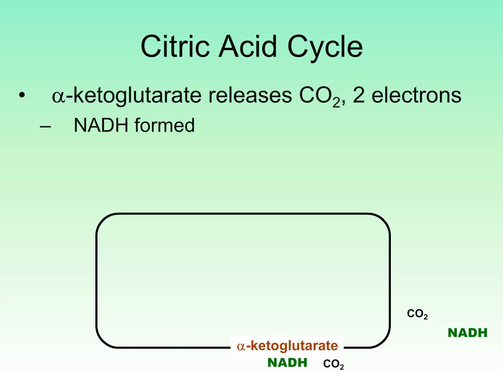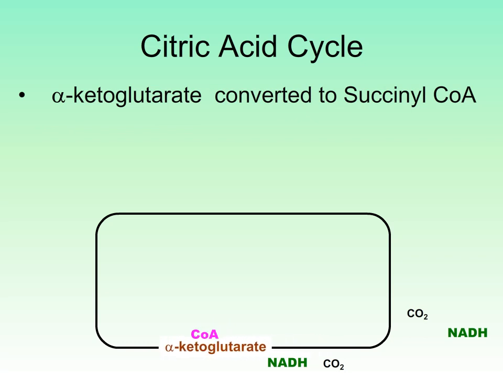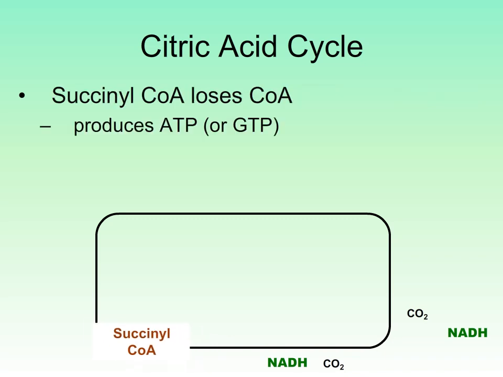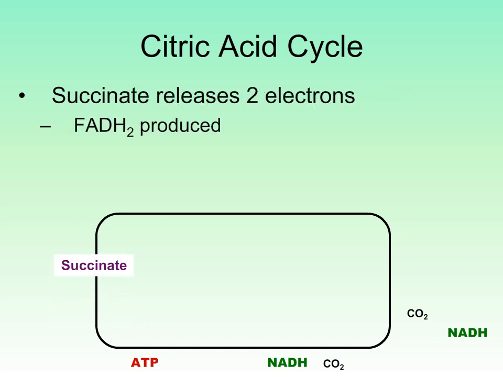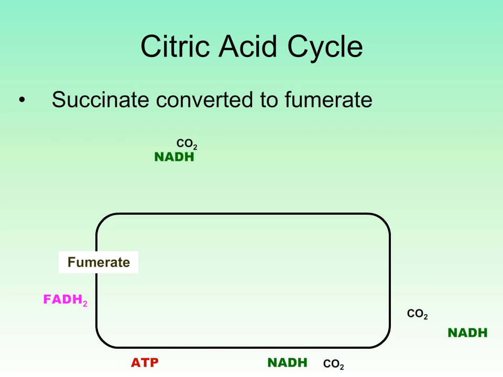Alpha-ketoglutarate releases carbon dioxide and electrons to make a molecule of NADH. And the addition of a molecule of coenzyme A results in the formation of succinyl-CoA. When succinyl-CoA loses the coenzyme A, a molecule of ATP is created. In some types of cells, GTP is created, which is an energy-carrying molecule like ATP. Then succinate is formed. Succinate loses electrons, and another electron-carrying molecule is produced, FADH2. And succinate is converted into fumarate.